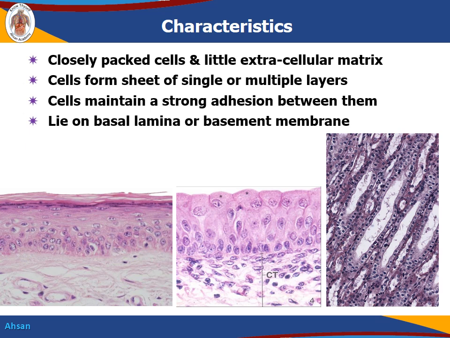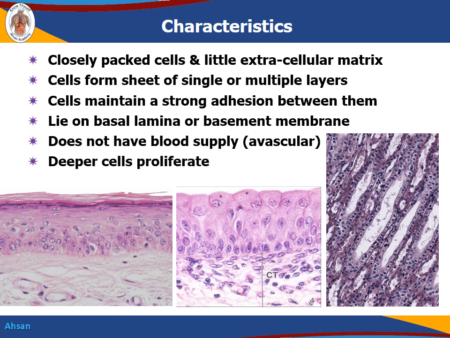When the cells are in single layer, all the cells remain on a non-cellular lamella. This is known as basal lamella. When it is thick, it is basement membrane. They don't have blood supply, means it is avascular tissue, and deeper cells can proliferate.